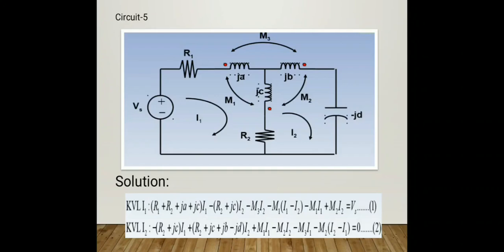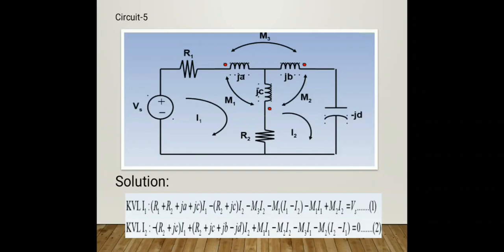Just we apply a KVL in the first loop. Normally we will write R1 plus JA plus JC I1 plus R2, then minus R2 plus JC I2. Okay, refer JA. The mutual inductance is created from JC and JB. JB creates M3 mutual inductance due to the I2 current. I2 current leaves the JB and I1 current enters the JA. So it should be negative, then minus M3 I2.